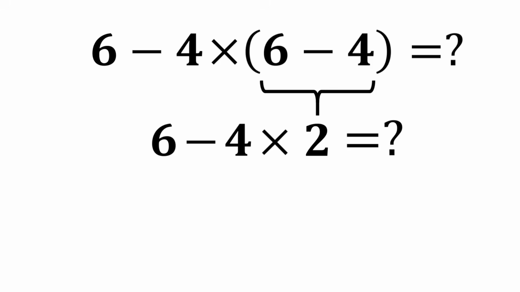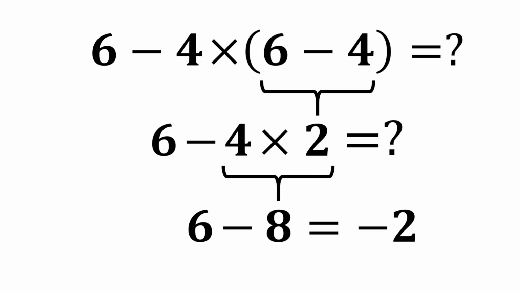Now, we have a subtraction and a multiplication. According to PEMDAS, multiplication has a higher priority than subtraction. So, we perform the multiplication first. 4 times 2 equals 8. Finally, 6 minus 8 equals -2, which is our correct answer.